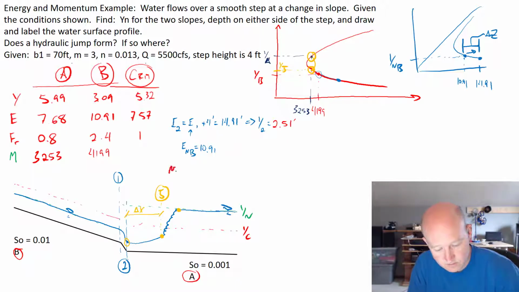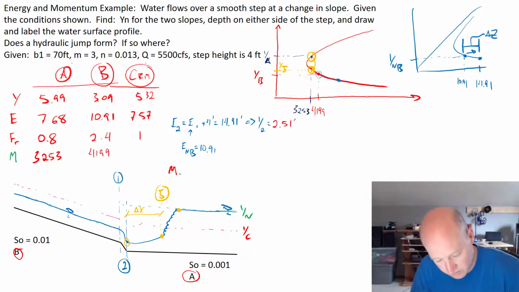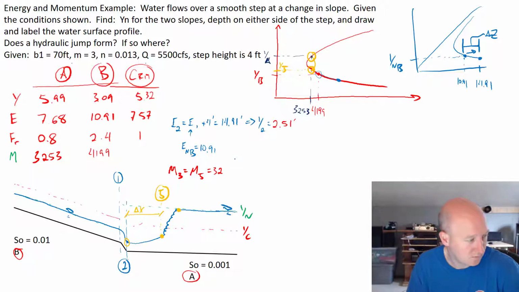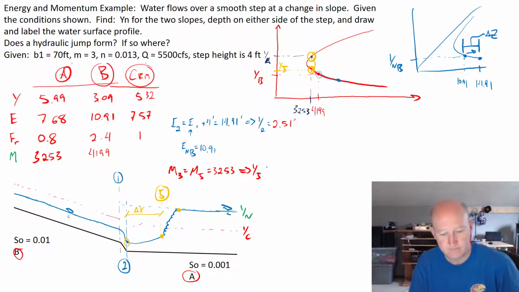So the momentum, oops. The momentum at section 3 is equal to the momentum at section J, which is 32.53. And that's going to give us the depth at section J. I said that was section 3, but let's call that the normal depth for section A. Let's fix that.